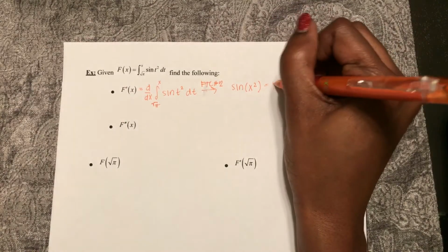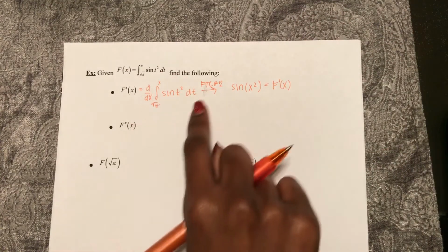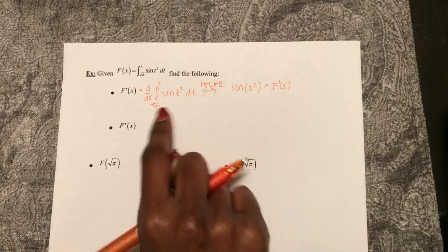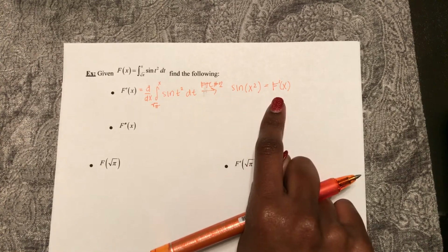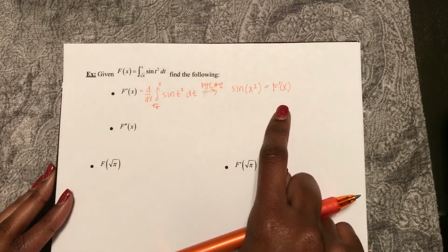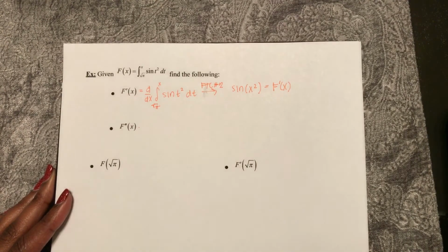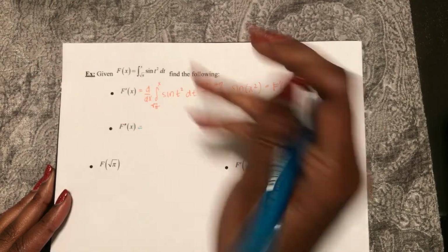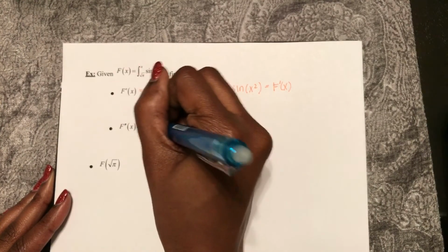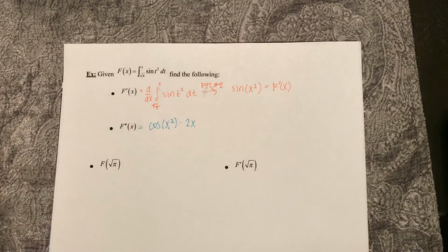So we don't need to show any work here as long as it is in this correct format, the derivative with respect to x from some constant to x of a function. We can go straight to this work here. So then, what is f double prime of x? Well, it's the derivative of this. Let me do it in a different color. F double prime of x is going to be the derivative of sine x squared. So that's going to be cosine of x squared multiplied by 2x.